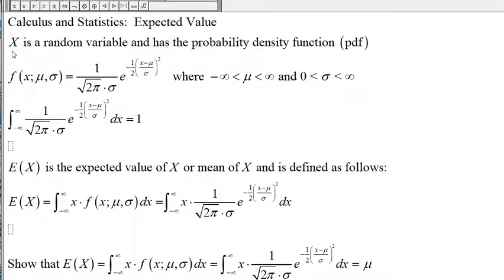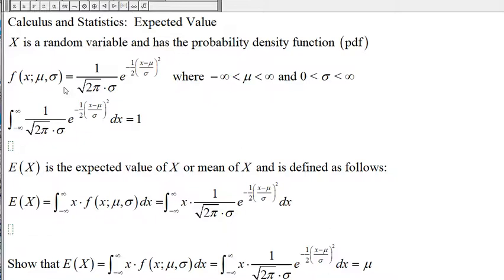Here we have x as a random variable, and it has the normal density function of 1 over the square root of 2 pi times sigma times e to the negative 1/2 x minus mu over sigma squared. This is called the normal density function.